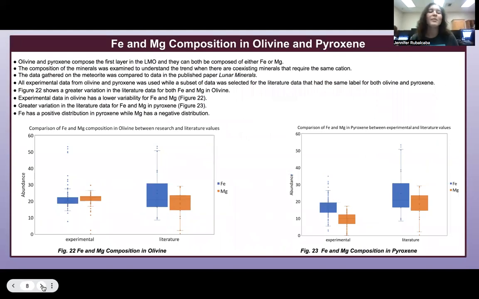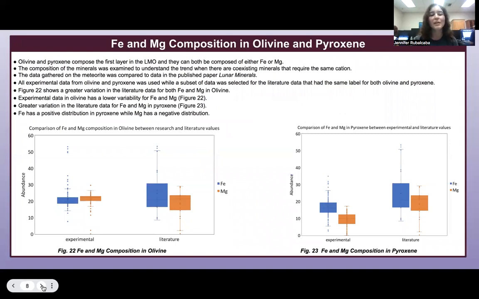Hi everyone, I'm Corelli Rodriguez, and my focus was on iron and magnesium composition in olivine and pyroxene. Olivine and pyroxene compose the first layer in the lunar magma ocean, as they are heavy minerals that are composed of dense cations like iron or magnesium. The composition of the minerals was examined to understand the trend when there are coexisting minerals that require the same cation.